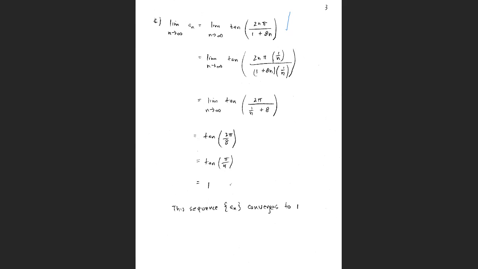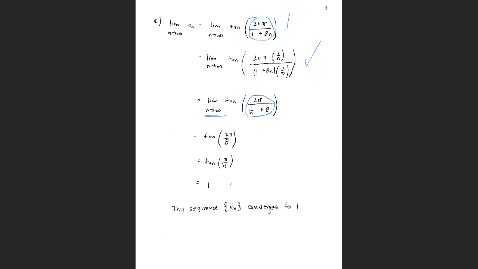All right, what I'm going to do is rewrite the angle by multiplying by 1 over n on the top and the bottom. And when I do that, the angle is going to become 2 pi divided by 1 over n plus 8. And remember, I'm going to let n determine if the sequence converges. I have to let n go to infinity. I have to let n get big.